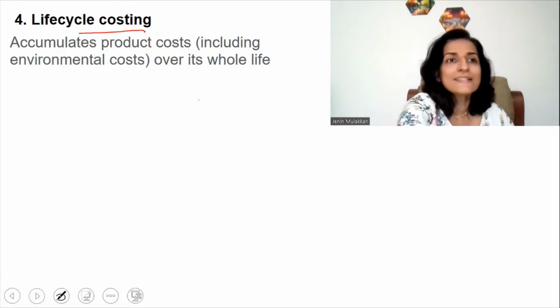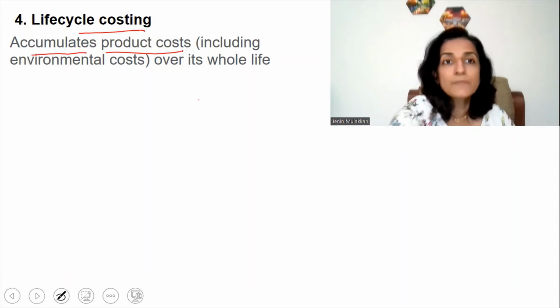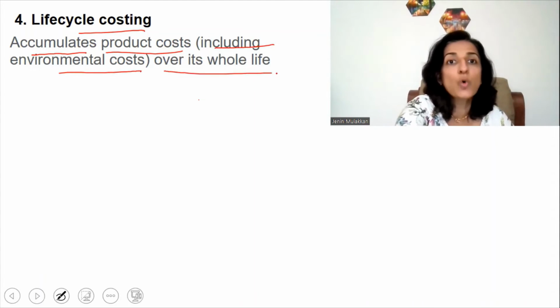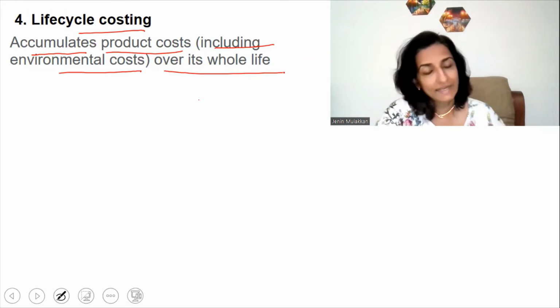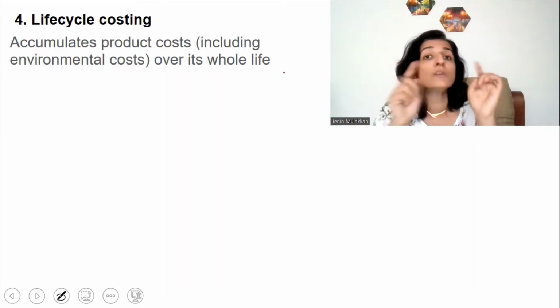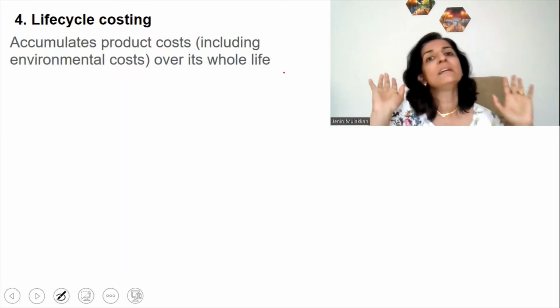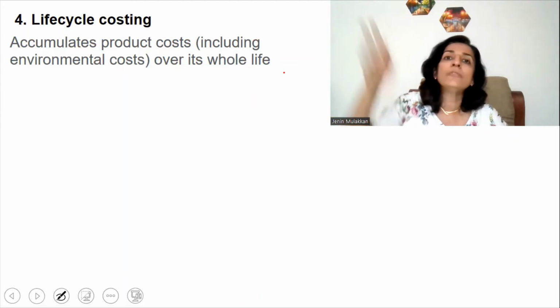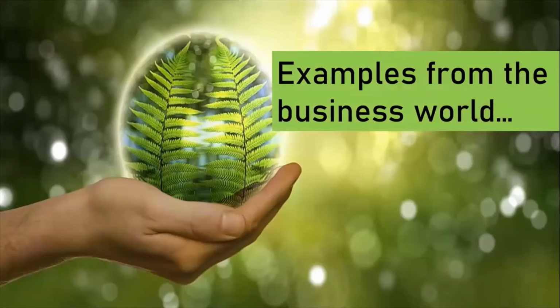Now let's move on to the last EMA technique, life cycle costing. Life cycle costing accumulates the product costs, including the environmental cost, over its whole life. So basically, it is totaling the entire cost over the entire life cycle of the product, starting from the research stage till the end of its useful life.